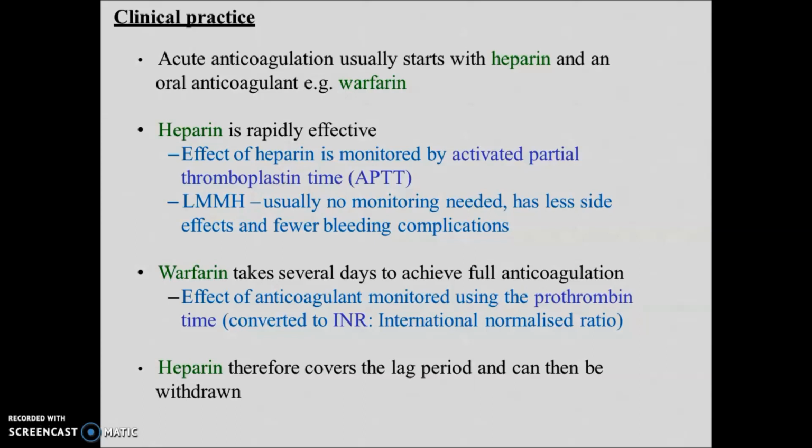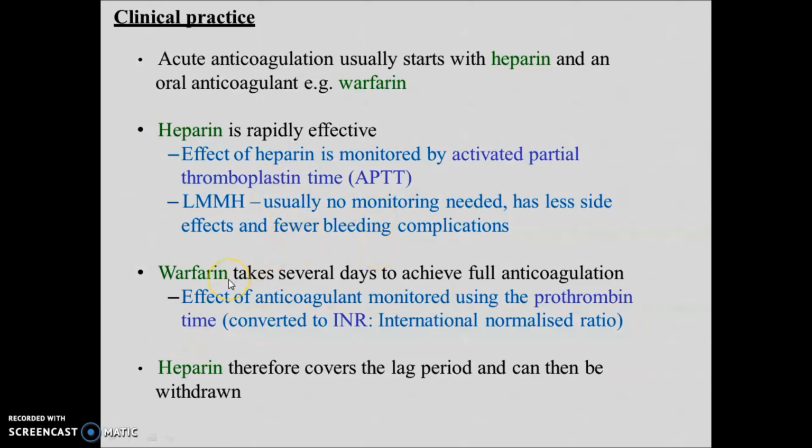Most commonly they ask in the exam how to monitor heparin, or when we give heparin which time will increase or decrease, that is your APTT. Now when you give low molecular weight heparin, there is no need to monitor because they have very few side effects and very few bleeding complications. Fine. So that was about your heparin.